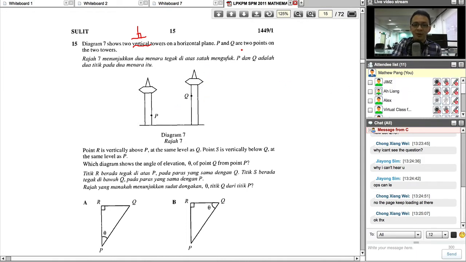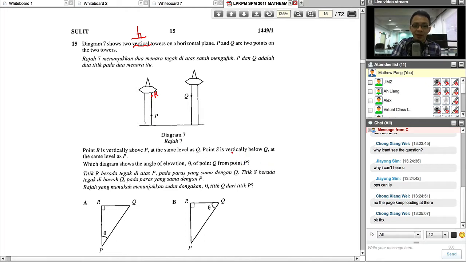Okay, then P and Q are 2 points on the two towers. So over here, R is vertically above P. It says R is vertically above P, so R is somewhere on top of P, at the same level as Q. So R is vertically above P and at the same level as Q. I imagine R is somewhere here, because first it must be the same level as Q and then must be vertically above P.